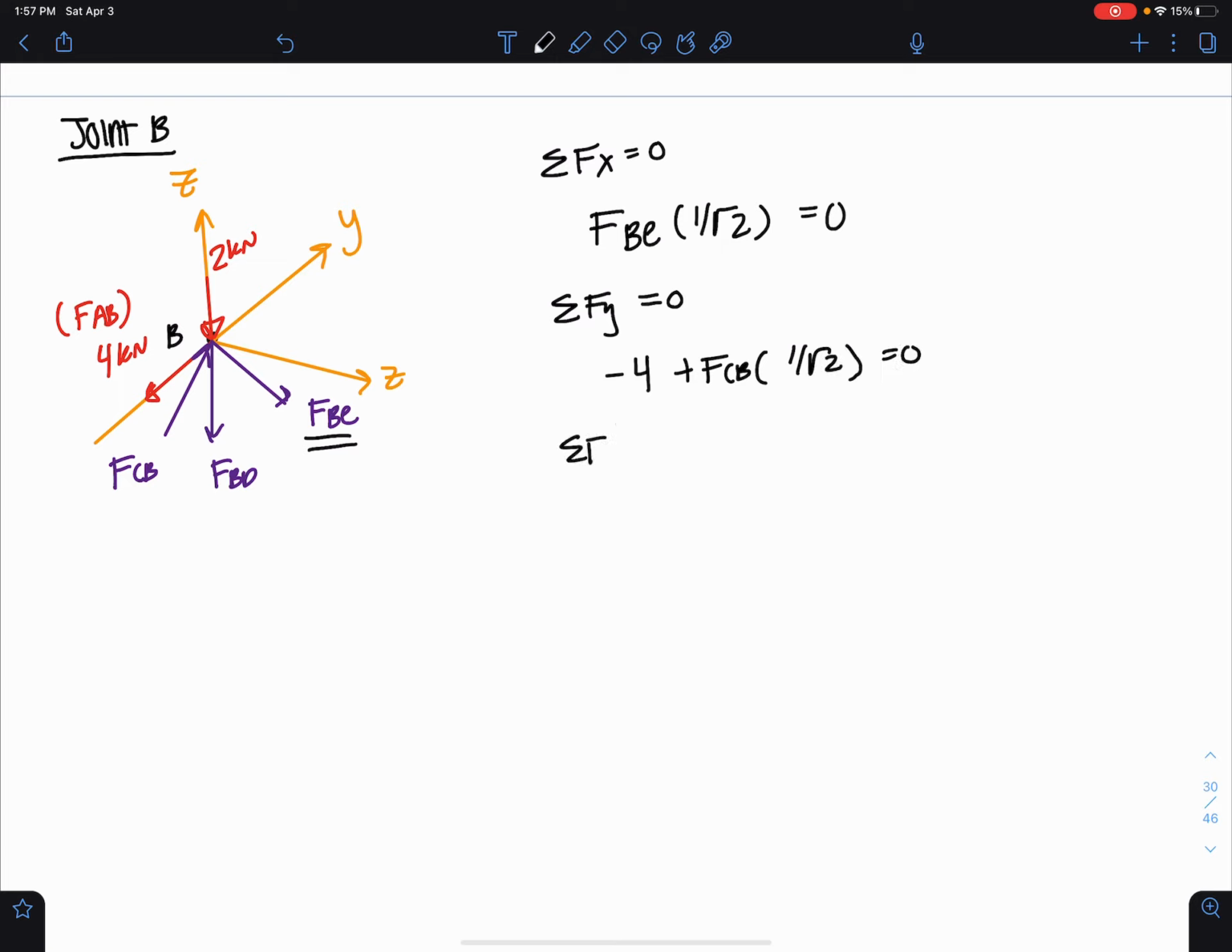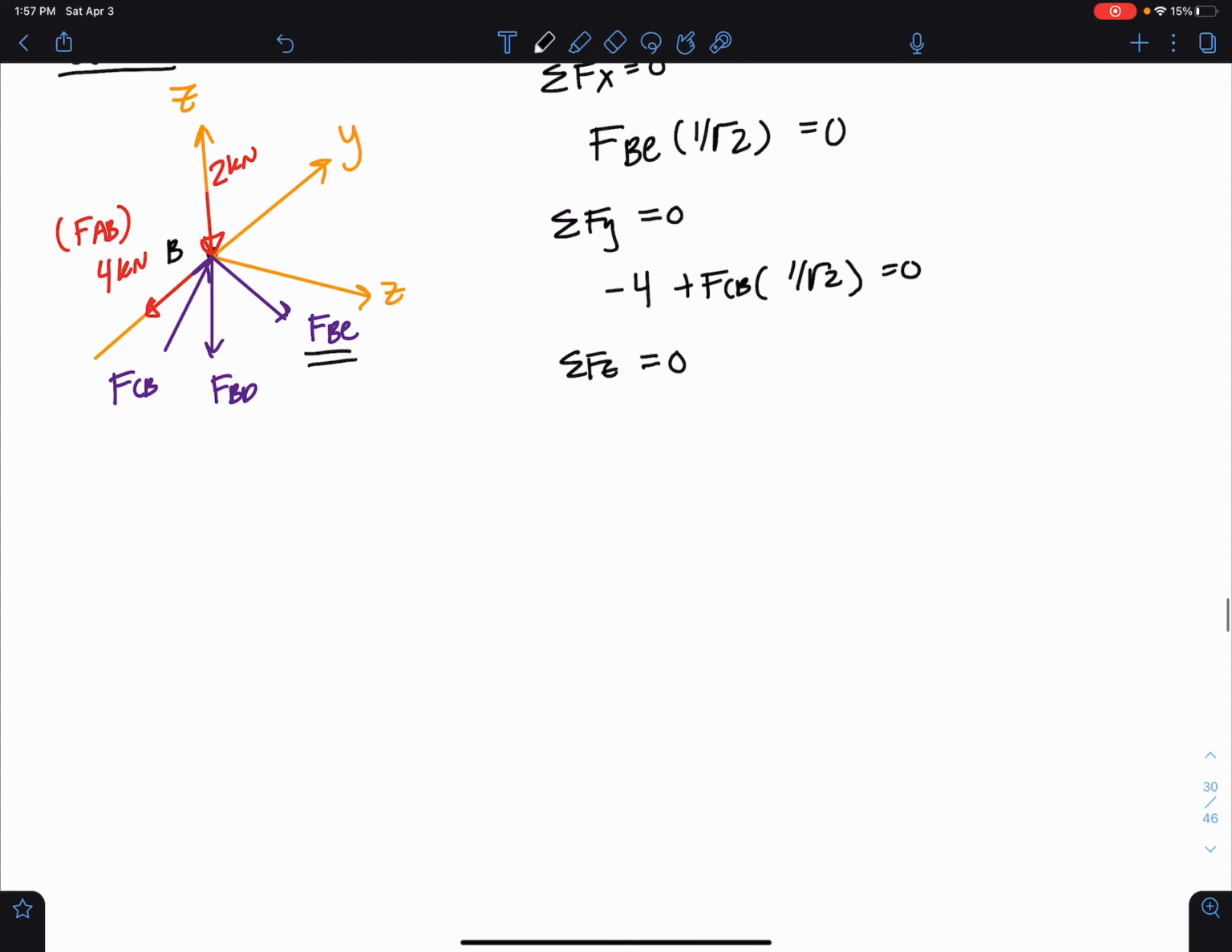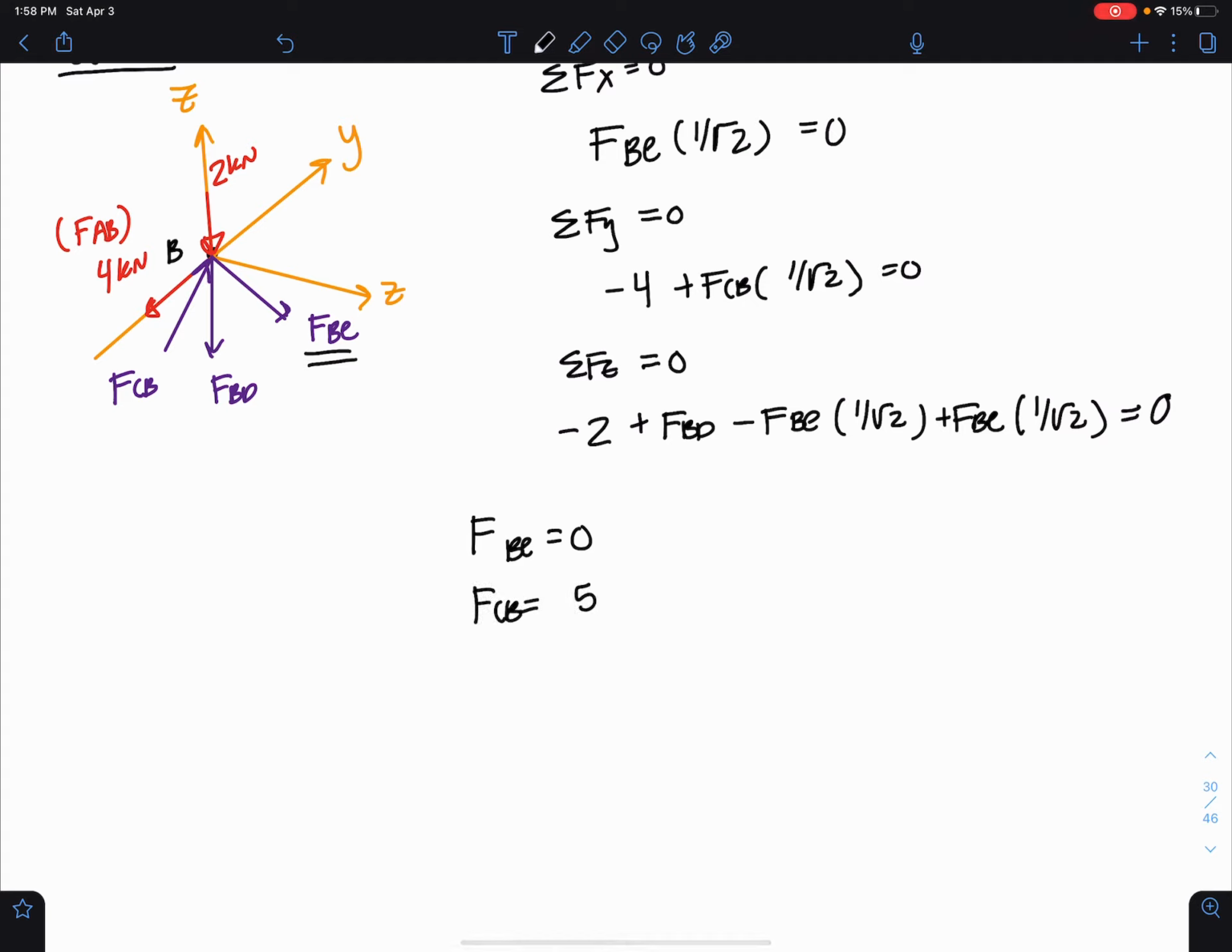And then I have sum of forces in the z direction. This is where I'm going to have most of the work. So I have a -2 from the 2 kilonewton force plus the FBD, which acts directly in the z direction, minus FBE, which has a 1 over root 2 component in the z direction, plus an FBE, which also has a 1 over root 2 component in the z direction in the positive z. That's all going to be 0. And if I solve for these 3 equations, I get FBE equals 0. I get FCB equals 5.65 kilonewtons in compression, and I get FBD equals 2 kilonewtons in tension.